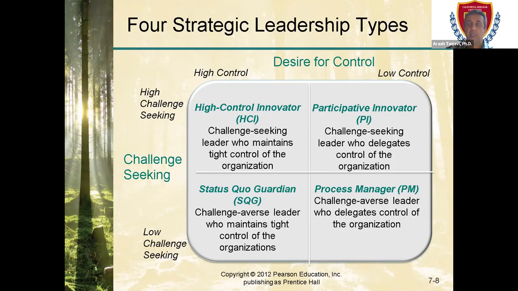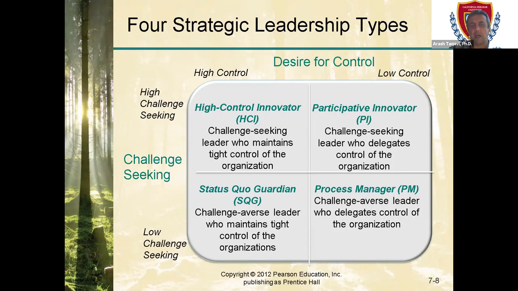But if you have a lower level of challenge seeking, you are not an innovator. You are a guardian, a manager. And it is different about the degree of need for control. A lower level of need for change or challenge seeking and a higher level of need for control, you are a status quo guardian, a caretaker. And if you have a lower level of need for control and also a lower level of challenge seeking, you are a process manager.